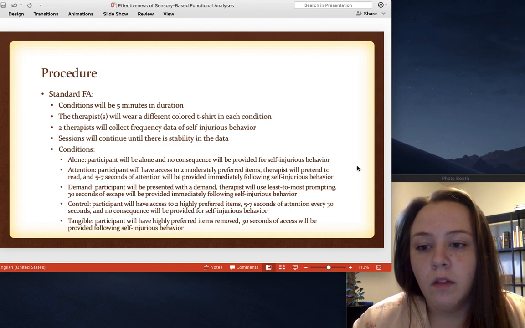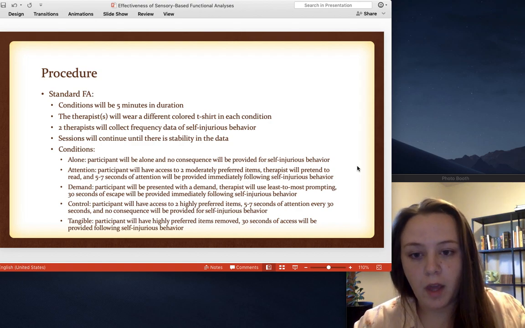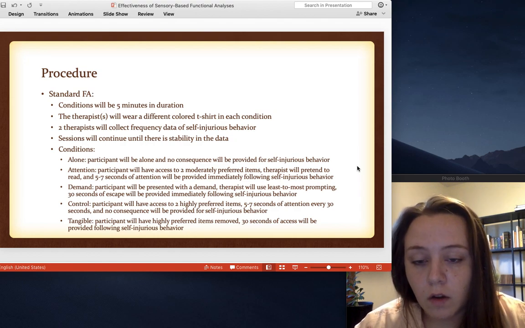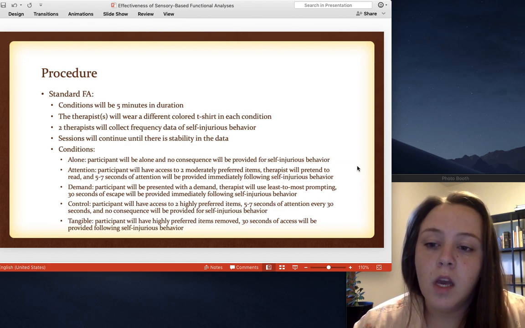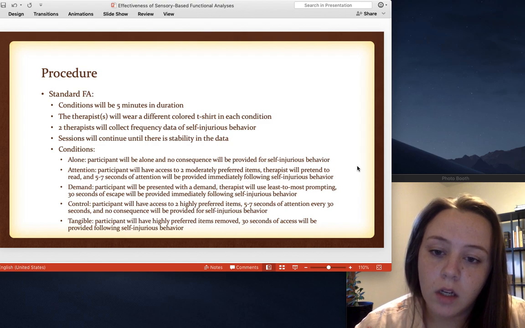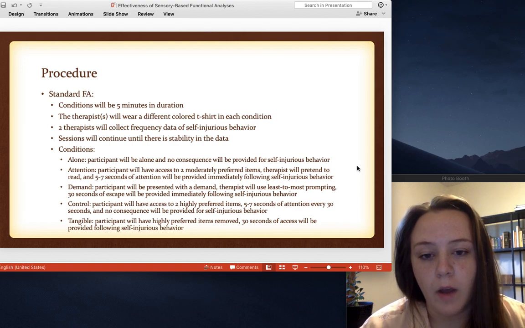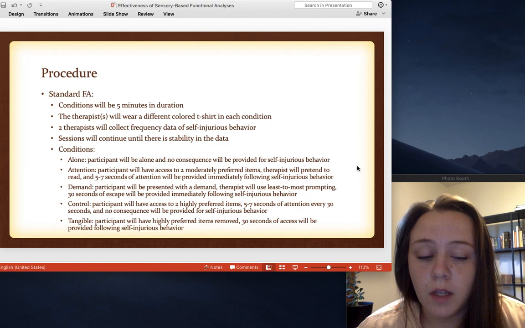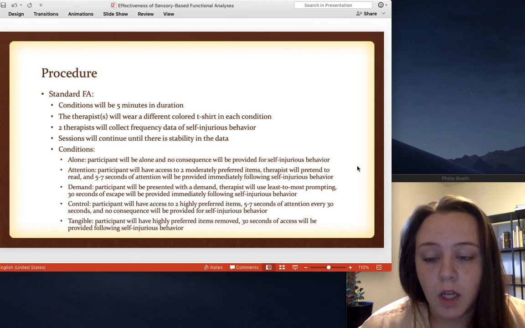So then we will have 2 therapists collect frequency data of self-injurious behavior. Again, that frequency data is our dependent variable, so we'll have that across all of the different conditions and phases. And we will have the 2 therapists collecting throughout the study, and then calculate the total count IOA data. So then we will continue the sessions until there's some stability in the data to ensure that we really have a grasp of what that function is.